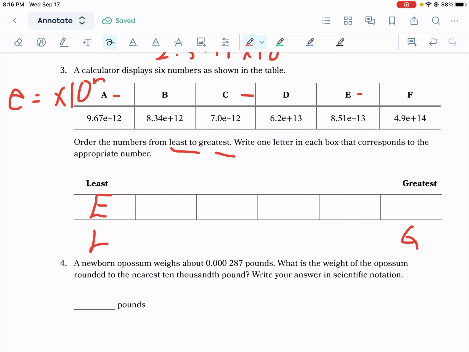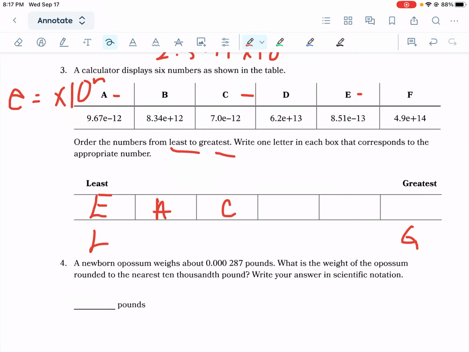Now, A and C have the same exponent of negative 12, so now we have to go based on the A values. On a number line, 7 will sit closer to the origin compared to 9.67, meaning 9.67 times 10 to the power of negative 12 is a smaller number compared to 7 times 10 to the negative 12. So A would go next, and then C.